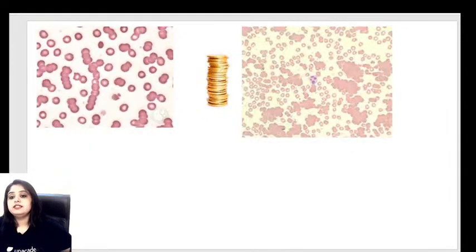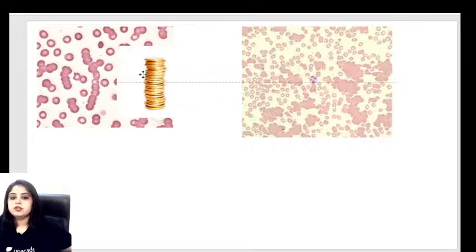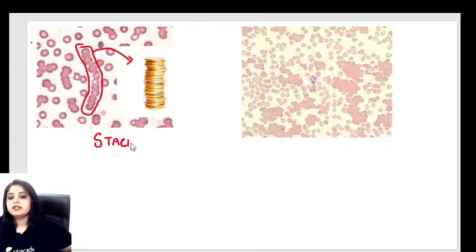Can you identify these two? The difference between these two is the most important. See what has happened here versus what has happened here. So firstly, let's see what has happened in the first one. I see that all the red blood cells are stacked. They've given you a picture for reference also. All the red blood cells are showing you like a stack of coins.